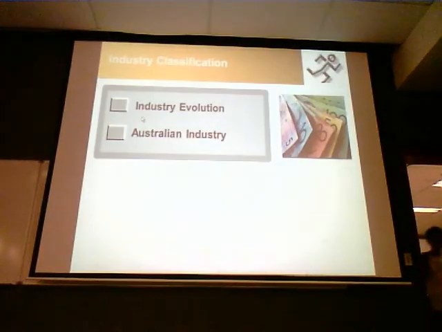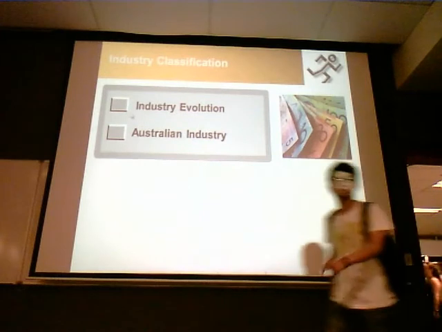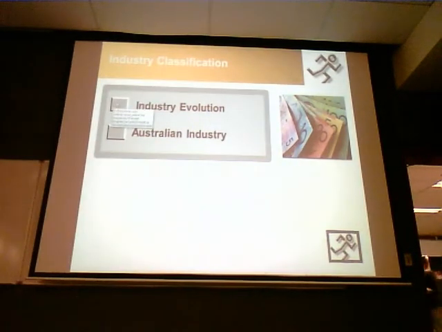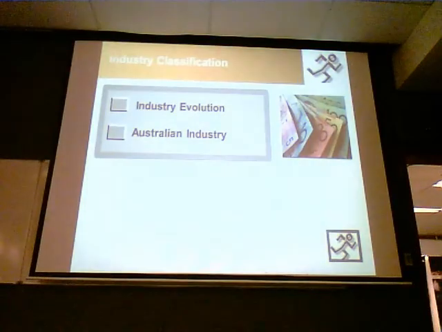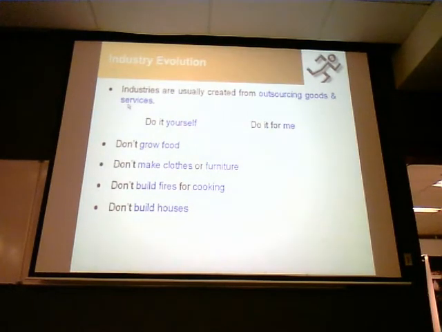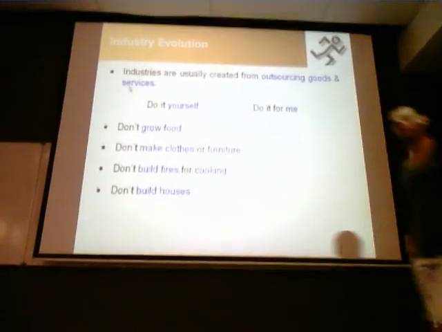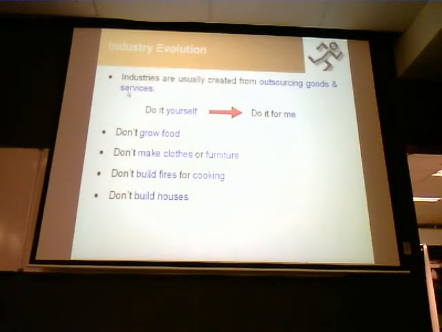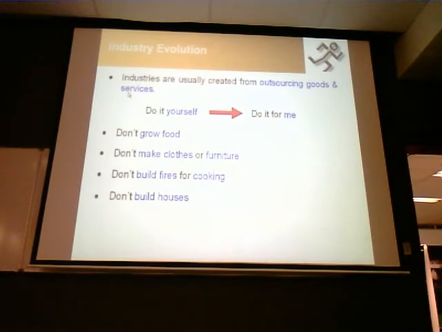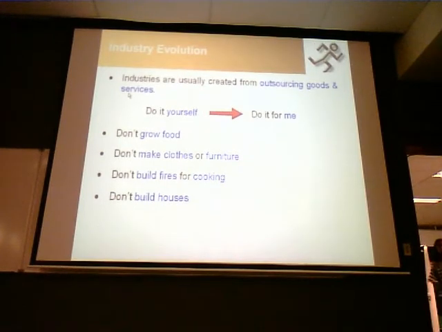Industries are classified into a number of different divisions and a number of different groups, and indeed industries have evolved over the years. Where most industry comes from is extracting goods and services from doing it yourself to do it for me. Do we grow our own food anymore? Where do we get most of what we eat? Australia, but we get it from Woolies and Coles, yeah? And that's given rise to an agricultural industry.